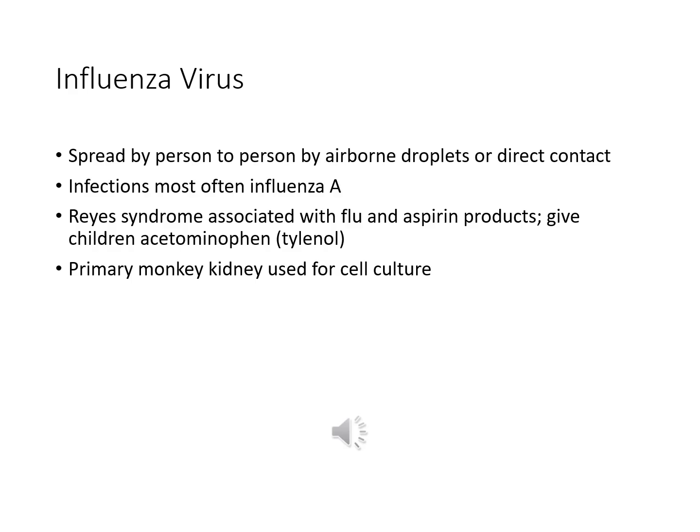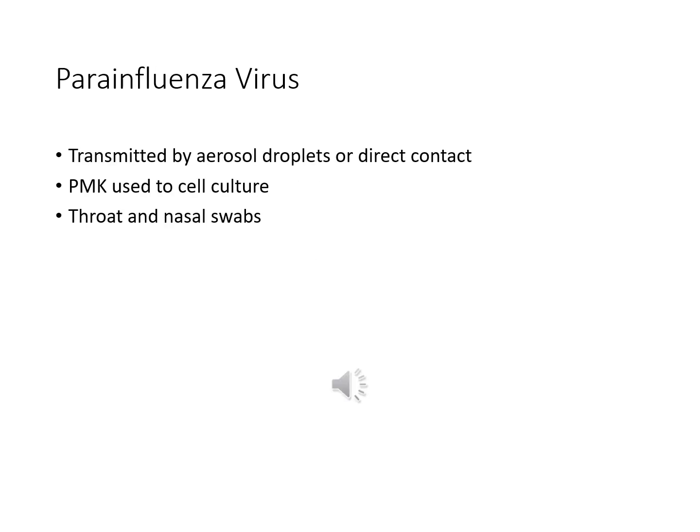And then we have parainfluenza virus. This is transmitted by aerosol droplets or direct contact. The cell culture cell line will be primary monkey kidney cells again. Specimens are going to be either throat or nasal.